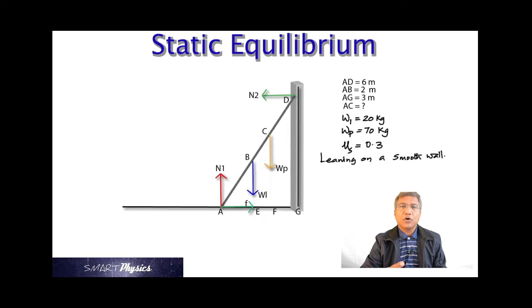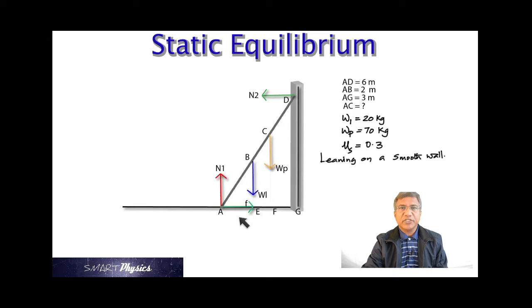N1 is the normal force acting at the ground where the ladder touches the ground. N2 is the normal force acting where the ladder touches the wall. And by definition, normal forces are perpendicular to the surface. That's why N1 is perpendicular to the ground and N2 is perpendicular to the wall.